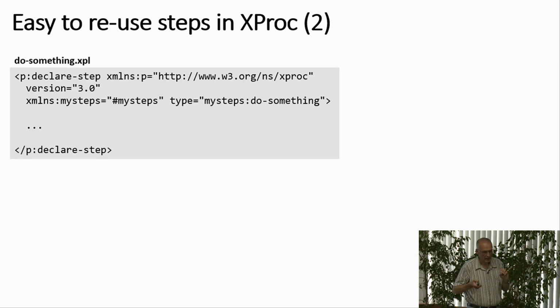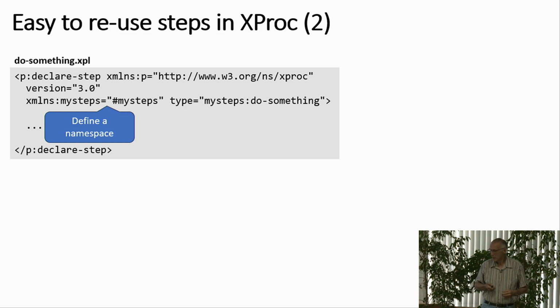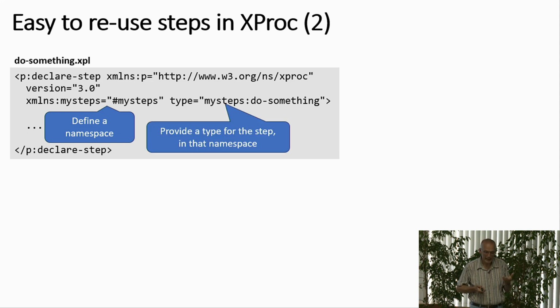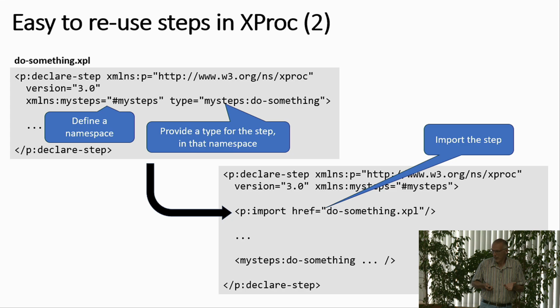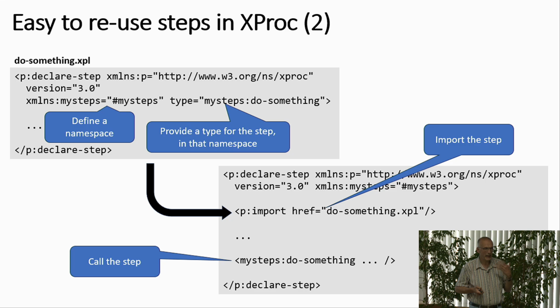Here we have just a root element of an XProc step, do something, and we want to reuse this do something in a bigger context. What you need to do for this is declare a namespace, any namespace, as long as it's not the XProc namespace. And then you give this step a type in that namespace. And then you write your encompassing step in which you use this one. The first thing you do is import the do something. And then you can simply use this step by using the type as an XML element name. So it's really very, very easy, if you've written a step before that does something useful, to reuse it in a bigger step.